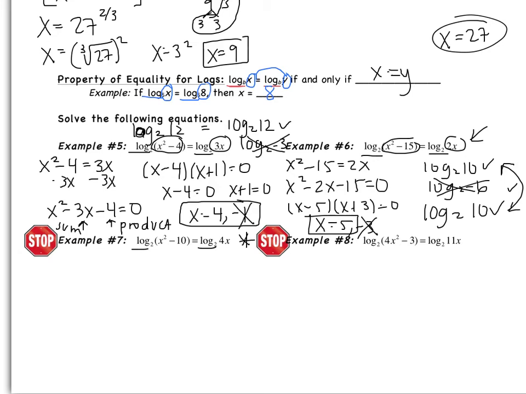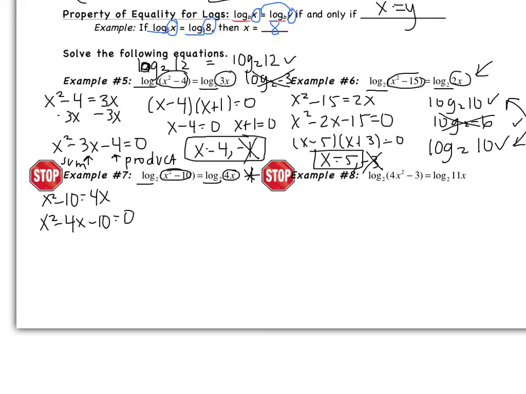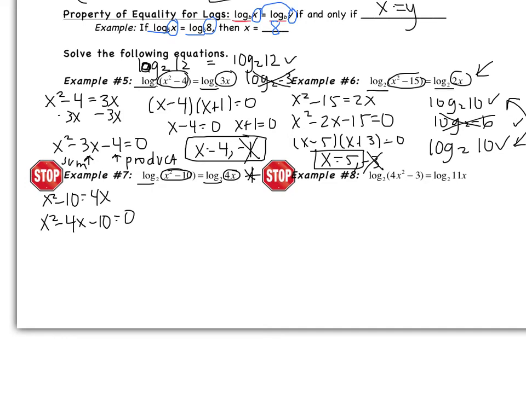Bases are the same, so you can set the arguments equal. So you have x squared minus 10 equals 4x. Subtracting 4x, you get x squared minus 4x minus 10 equals 0. Now you should have looked for two numbers that multiply to negative 10 and add to be negative 4. Well, the only numbers that multiply to 10 are 10 and 1, 2 and 5. Neither of those are going to add to be 4.